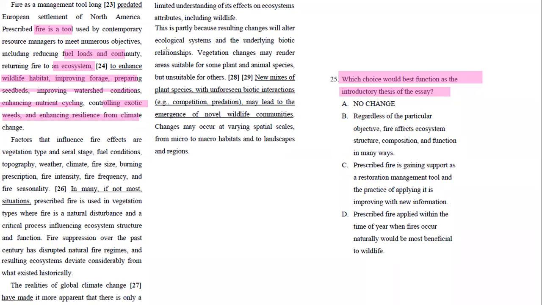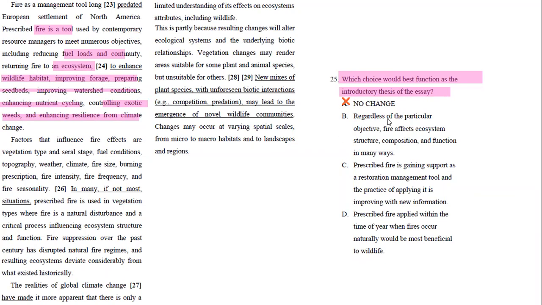So I'm going to look at my answer choices. A, which is no change, means this sentence over here, the first sentence: fire as a management tool long predated European settlement of North America. This is about history. The paragraph is not about history, so A is wrong.